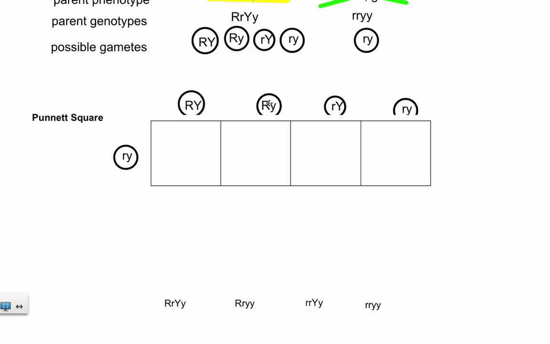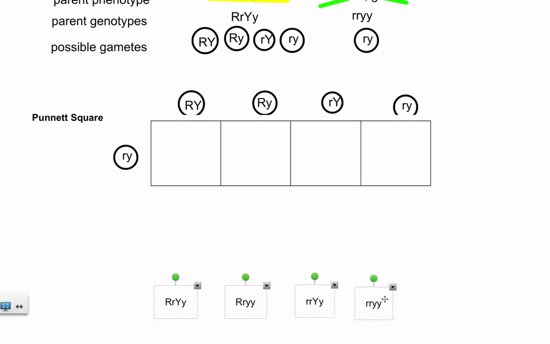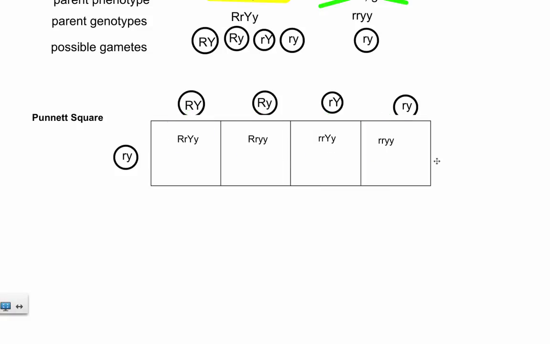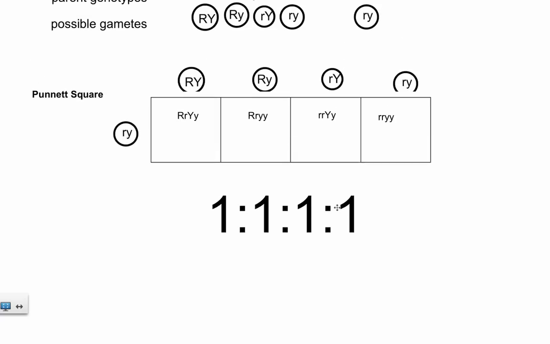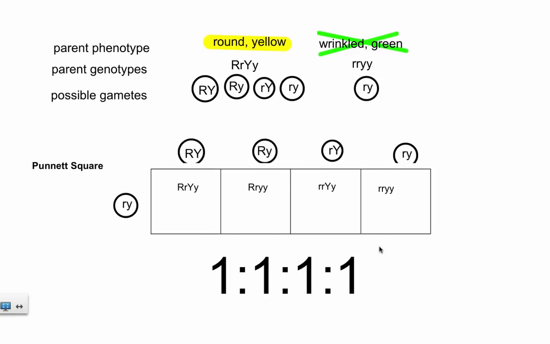And if we actually combine all of this together, put in the actual genotypes, let me check that it's right. Big R, little r, big Y, little y, big R, little y, little y, little r, big Y, little y, little r, little y, little y. And take a look at that. Every single one of these kids is going to be different. So in this case, it's a 1:1:1:1 ratio. Why is it not 9:3:3:1? Because both parents are not heterozygous for both traits.